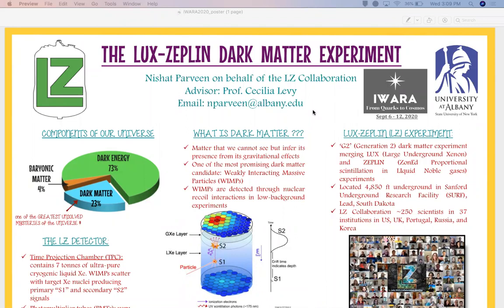I am currently working on the LUX-ZEPLIN dark matter experiment, and in this video, I will discuss the experiment on behalf of the collaboration.